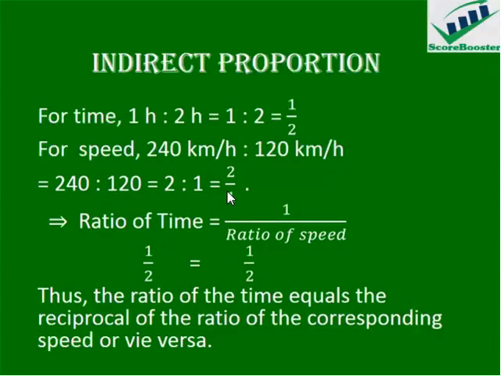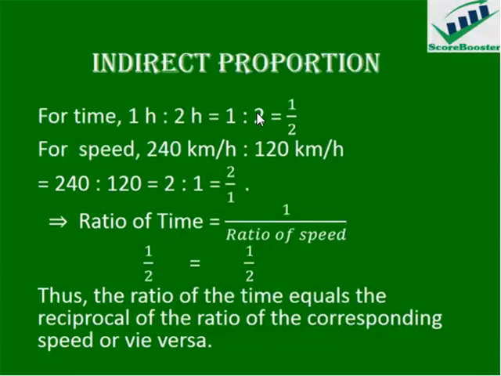You should know what reciprocal is from the last lesson, that the reciprocal of a number is equal to 1 divided by that number. So what is the ratio of speed? The ratio of speed is 2, and the ratio of time is half. So we can see that the ratio of time, which is half, is equal to the reciprocal of the ratio of speed, which is 1 over the ratio of speed, which is 2.